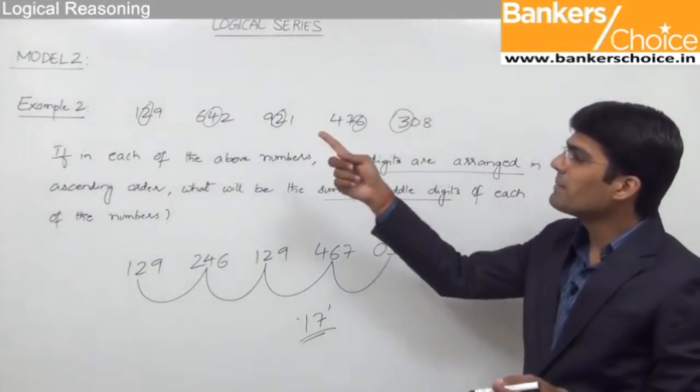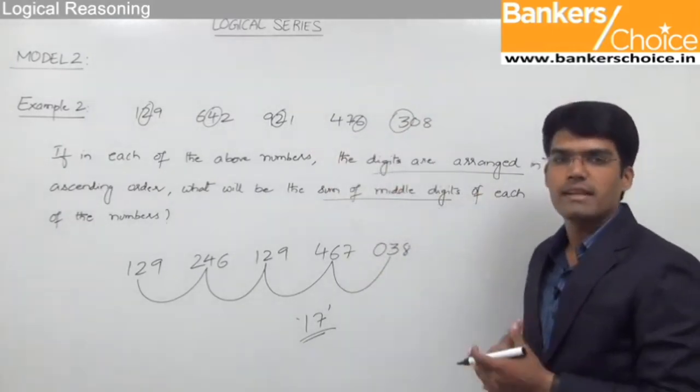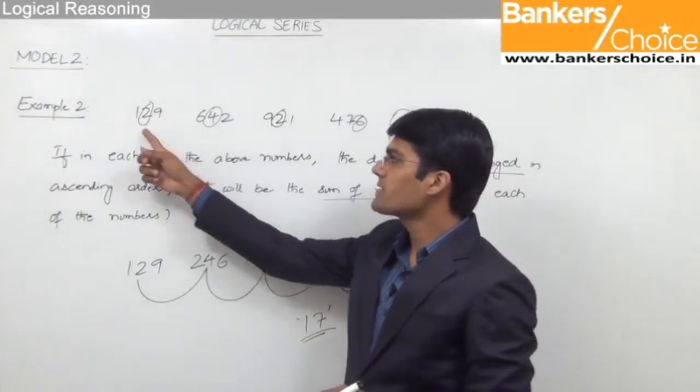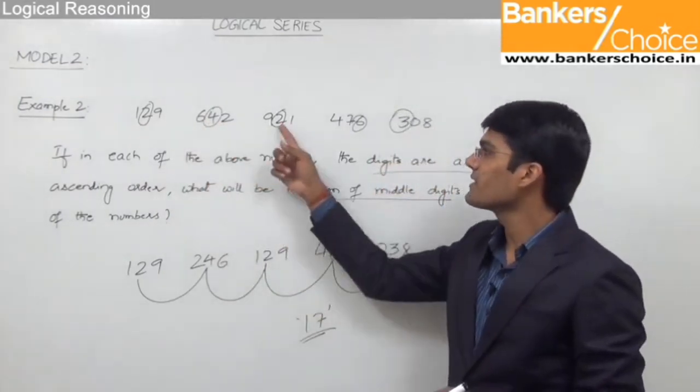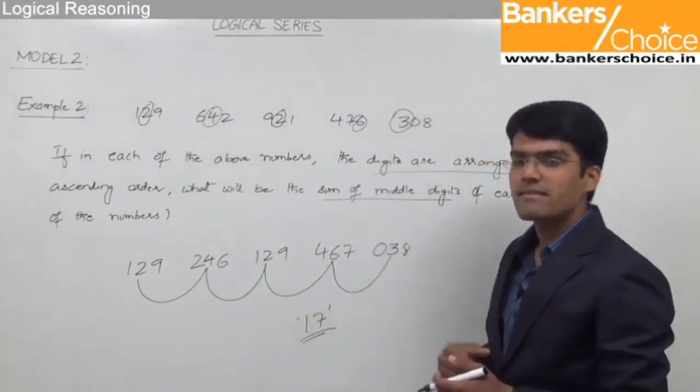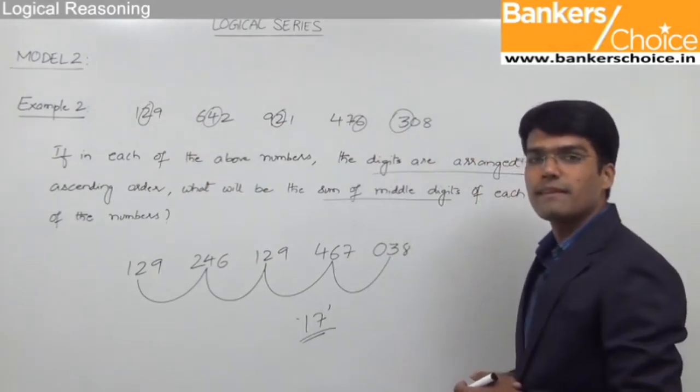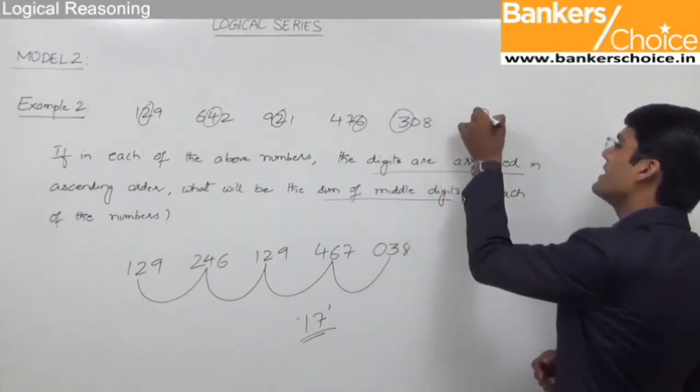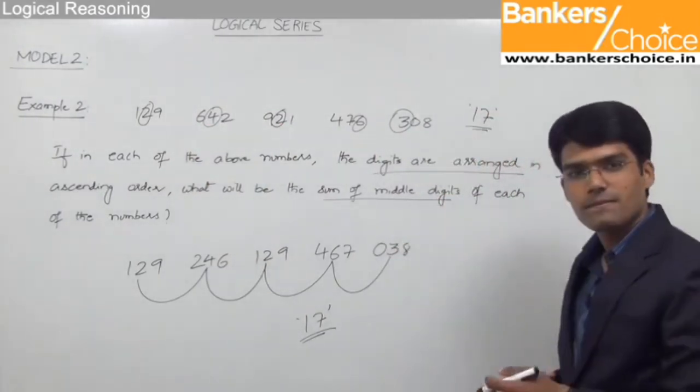And now, simply by adding up all these digits, we can get the required answer. So 2 plus 4 is 6, 6 plus 2 is 8, 8 plus 6, 14, plus 3, 17. So we can say that 17 is going to be the answer.